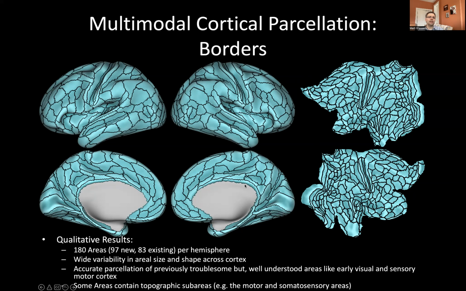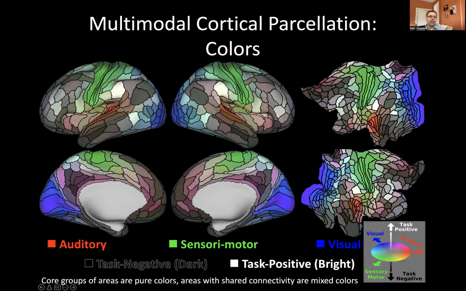And some of these areas do contain topographic sub-areas, such as the sensory motor areas, and those boundaries are not shown here. So we can colorize the parcellation where we have reds for auditory, greens for sensory motor, and blues for visual, darker colors for default mode or task negative, and brighter colors for anti-default mode or task positive networks, with mixed colors in between for areas like LIPV here that have both sensory motor and visual inputs.